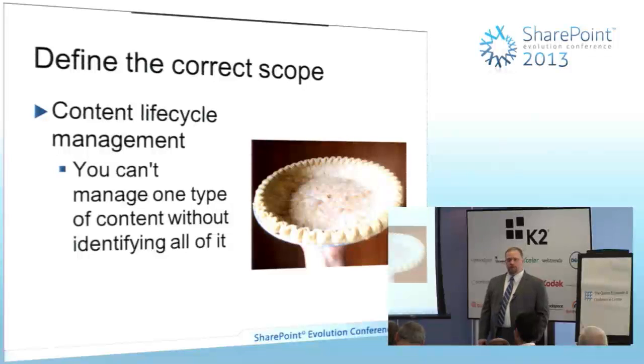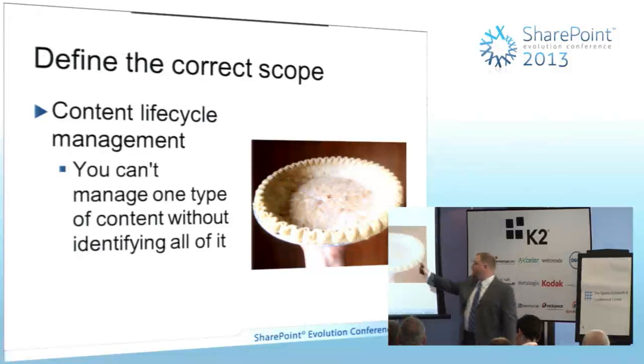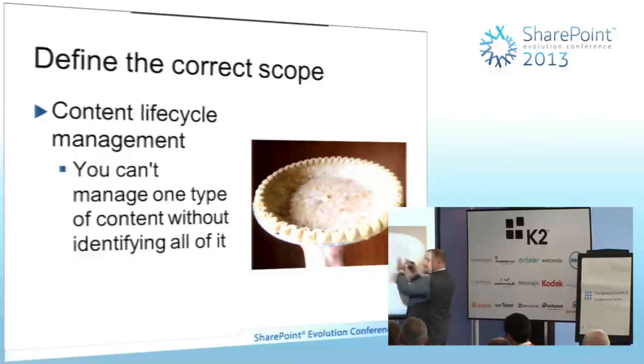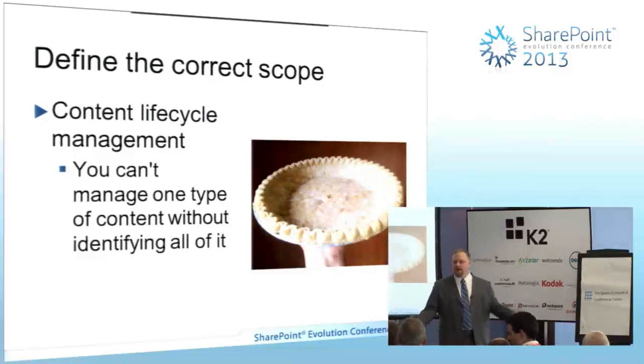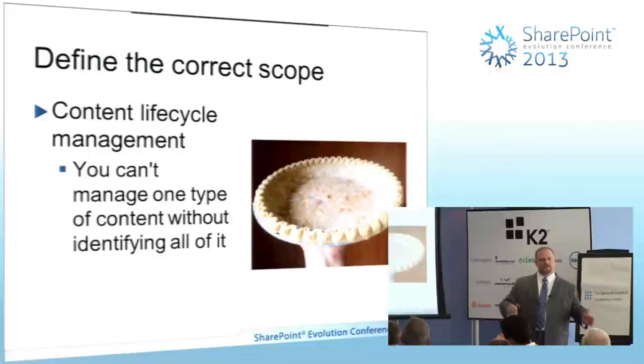Define the correct scope. Something I want you to take away from the presentation. If you can't see everything, then you can't manage anything. Okay? Because management implies that this slice of the pie is the right slice that you should be looking at. But if you don't know what the rest of the pie is, how do you know that that slice is the one you should be looking at? There's no way to know. You can't know just one piece. You have to know all of it to determine which piece you should be looking at.